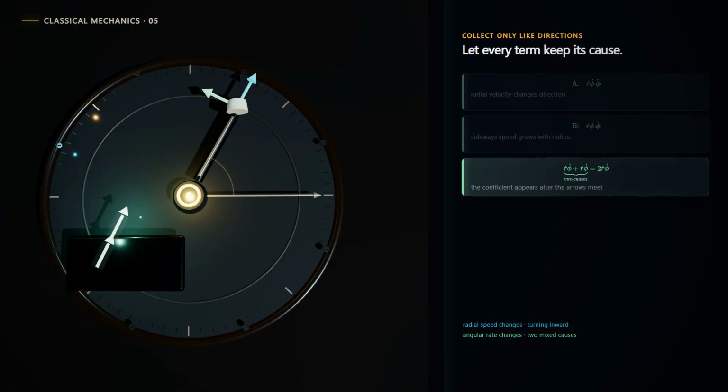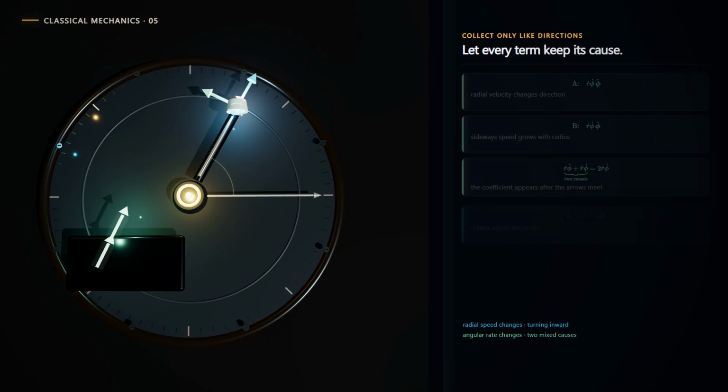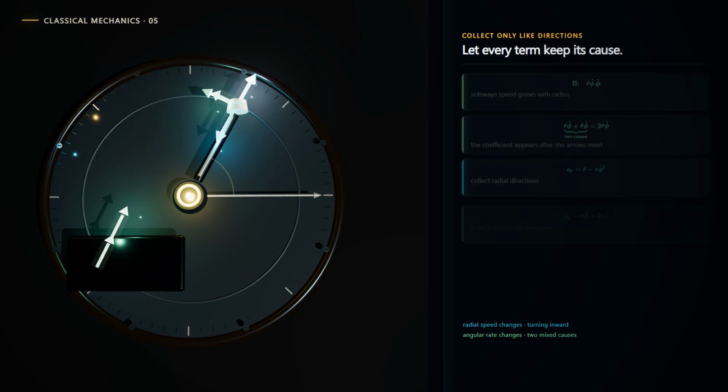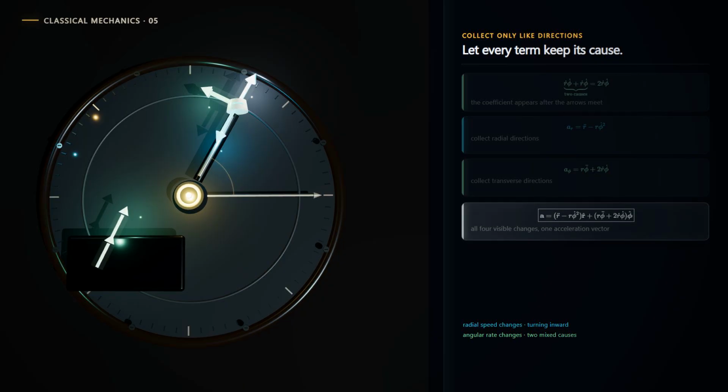Now collect by direction, without losing the history. Along r-hat, the changing radial speed gives r-double-dot outward, while the turning transverse arrow gives minus r phi-dot squared inward. Along phi-hat, changing the turn rate gives r phi-double-dot. The rotating radial velocity and the growing transverse speed each give r-dot phi-dot, so together they give twice r-dot phi-dot. The acceleration vector is therefore r-double-dot minus r phi-dot squared, along r-hat, plus r phi-double-dot plus 2 r-dot phi-dot, along phi-hat. Every term now has one visible motion that earned its place.